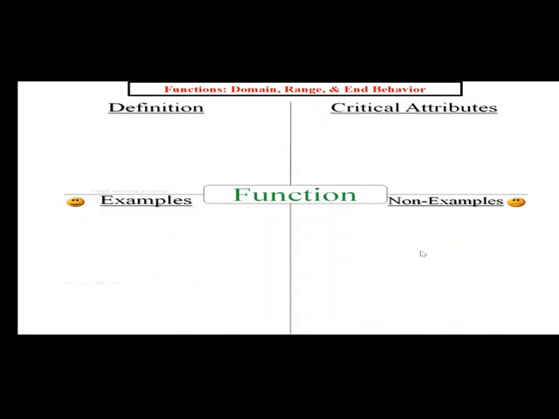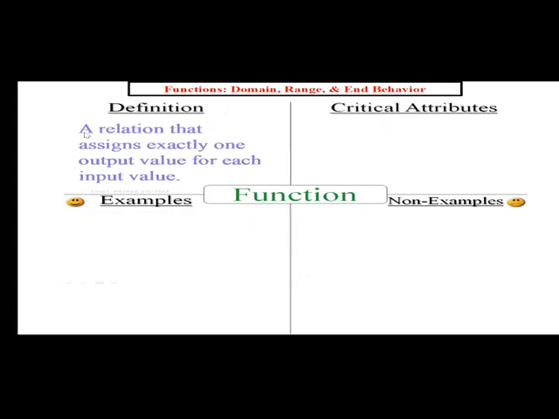What are functions? Here we go on your Frayer model. A function is a relation that assigns exactly one output value for each input value. Examples. First example, they give us a relation inside brackets, and they give us ordered pairs. First ordered pair is -2, 3, then -1, 4, then 0, 5, then 1, 6, then -2, 3.